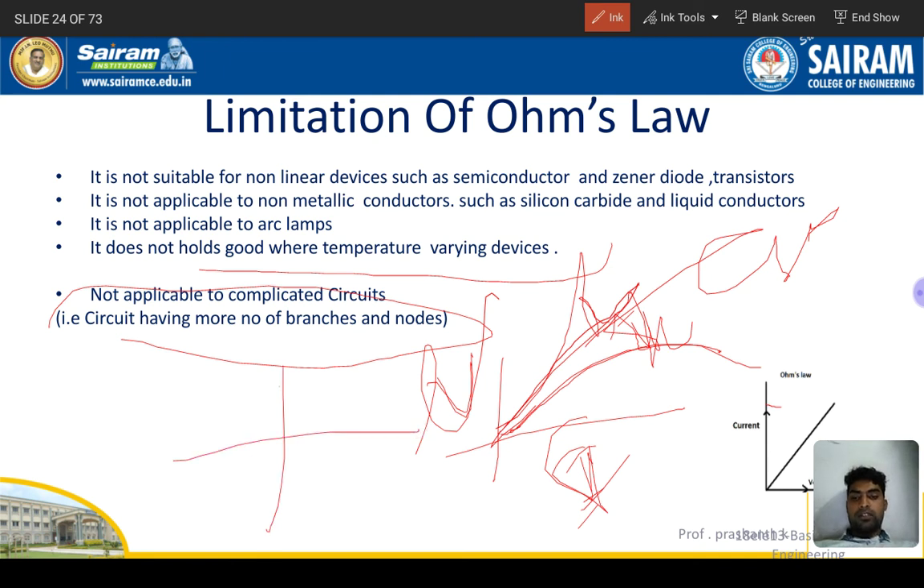I told you why the zener diode is not applicable. Why is the diode not applicable? The characteristic curve is like this, exponential. So if there is a deviation, it is not applicable. Okay.